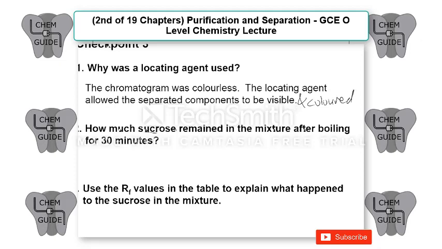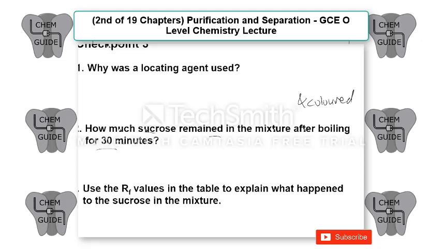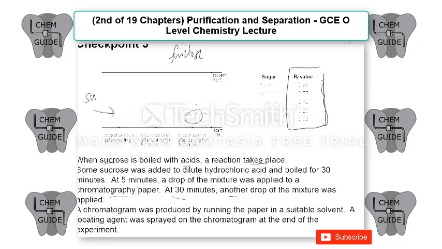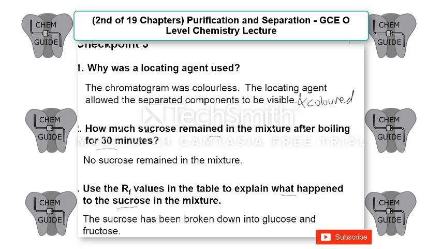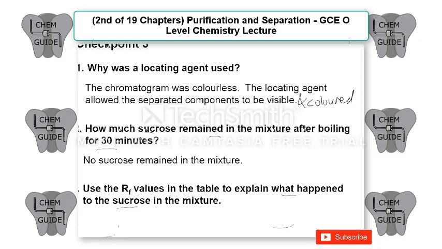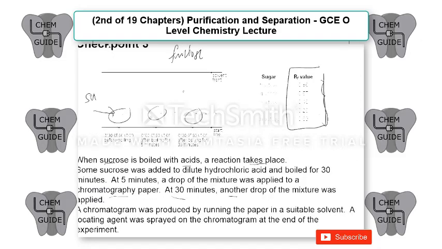How much sucrose remains in the solution after 30 minutes of boiling? Nothing. It's gone. There's no more sucrose left. So how do we explain what happened to the sucrose? Basically, during the boiling, it has been broken down into its individual components. So what components are these? If you count R values, you'll notice that it will be glucose and fructose. So this is glucose and this is fructose.